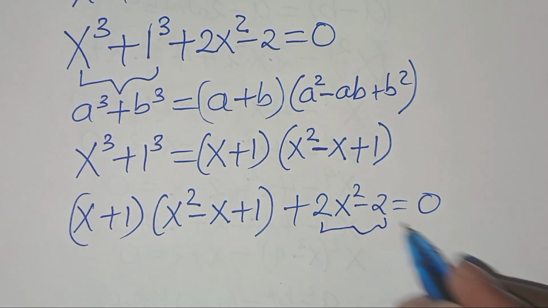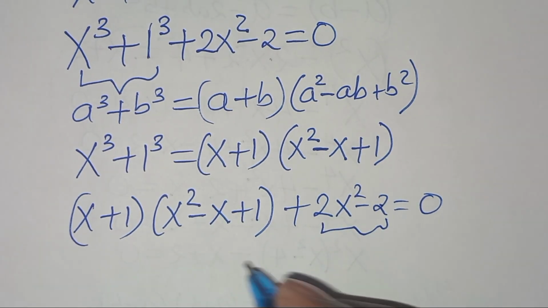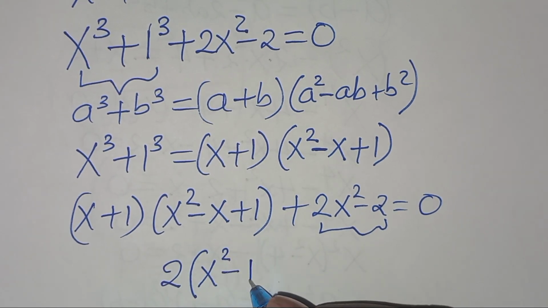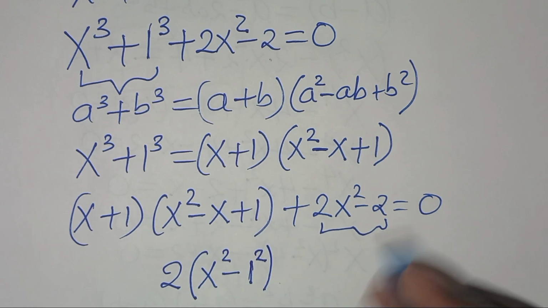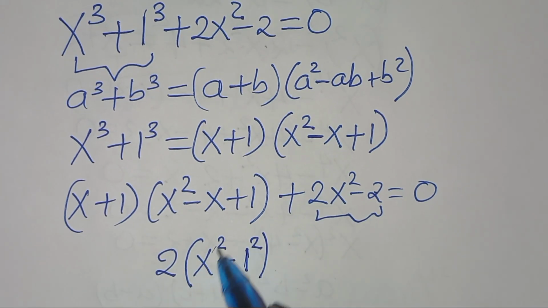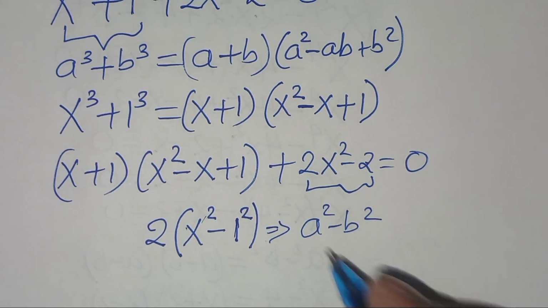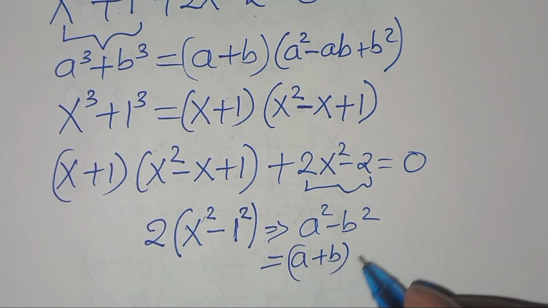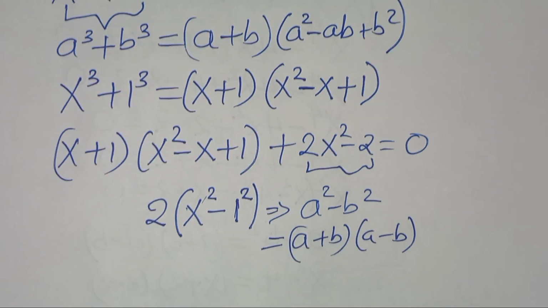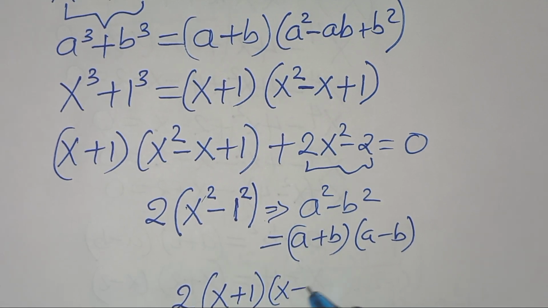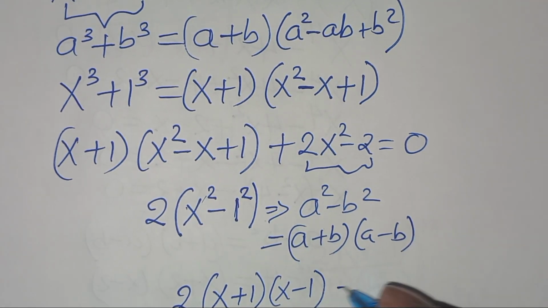Now, if you check this particular part here, we can factor out 2. 2 is common. So here we'll have 2 into the bracket. We'll have x squared minus 1. So we can express this as 1 squared. So that what we have in the bracket here, that is x squared minus 1 squared, is actually in the form of a squared minus b squared, which we can essentially express as a plus b, a minus b. So this implies here we'll have 2, here we have x plus 1, and here we have x minus 1. So let's call this equation 2.